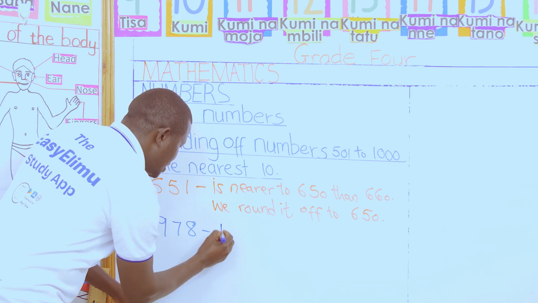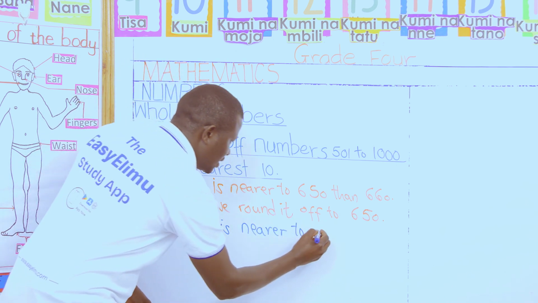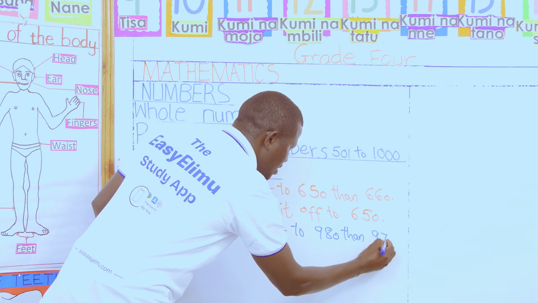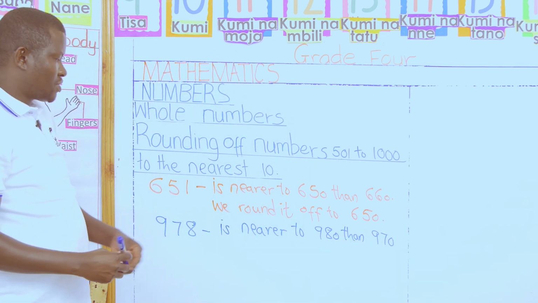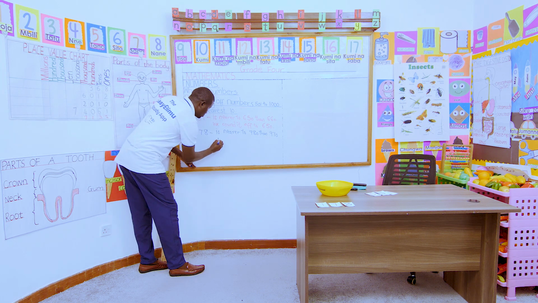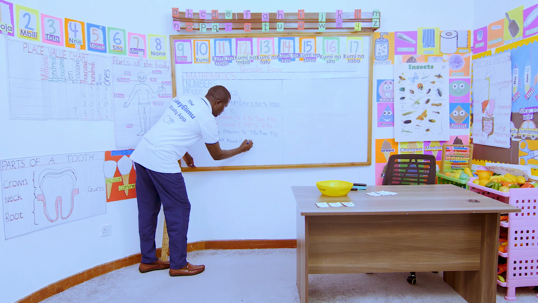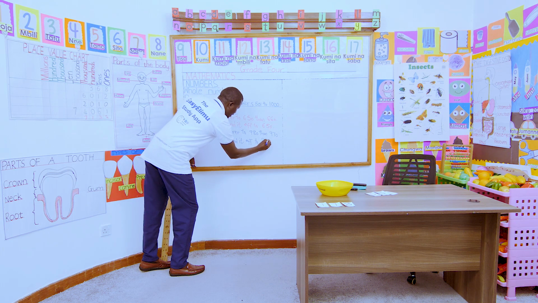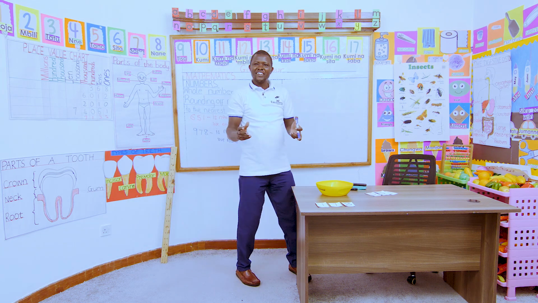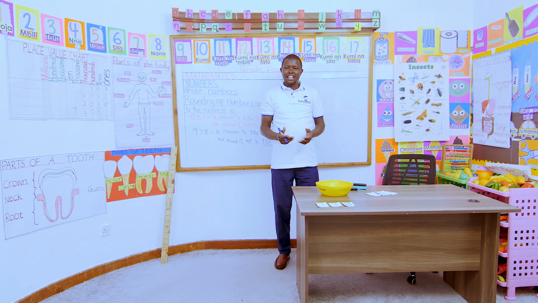So 978 is nearer to 980 than 970. So if we are rounding it off, now we round it off to 980. So 980 becomes our answer. Class, are we together?